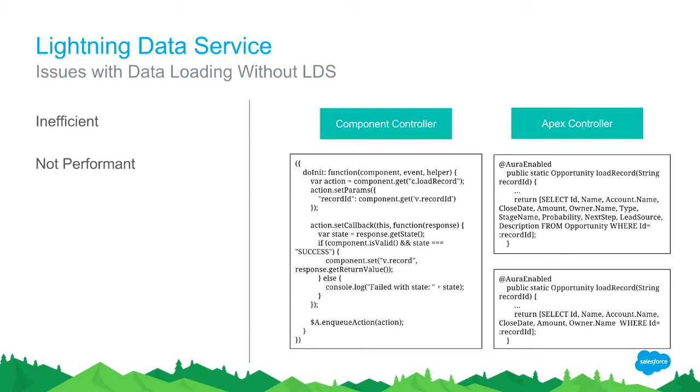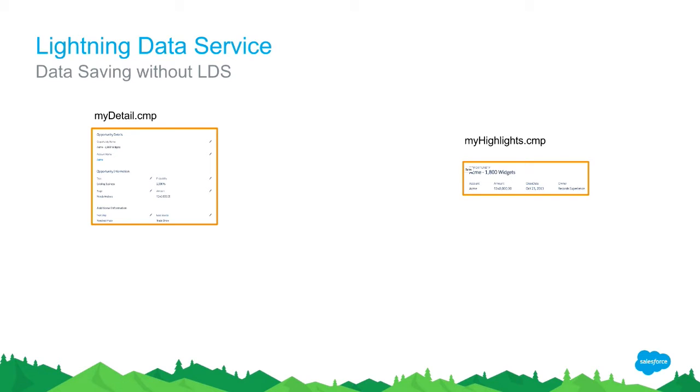Second, it's not performant. Imagine you have a couple of components on the record home that all need to access this record. Each of them needs to make a server trip, which increases the load on the server side. Also, I mentioned that you can edit, create, or delete records on record home.